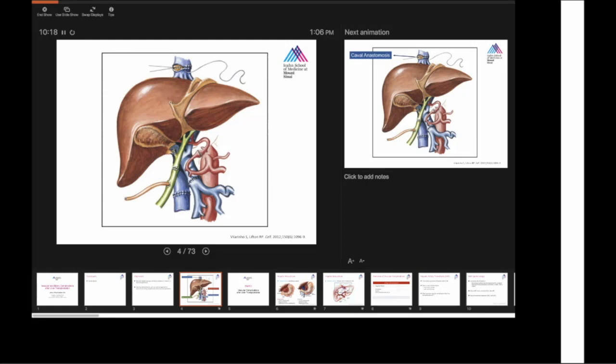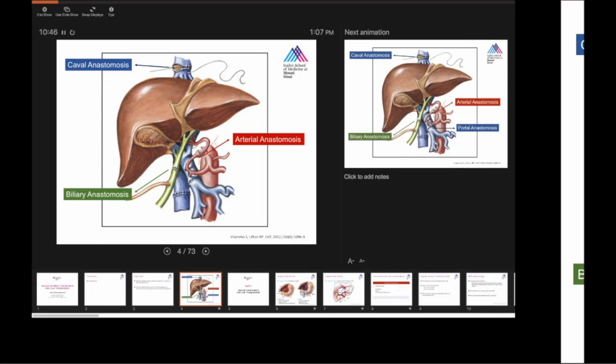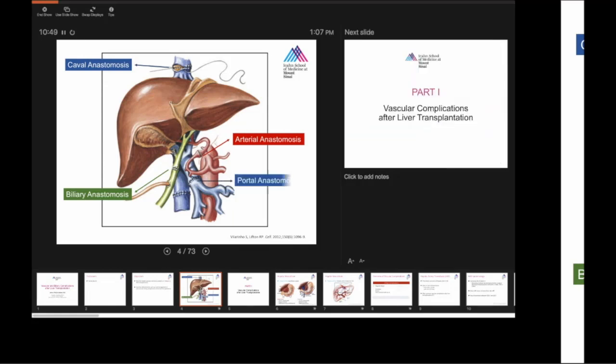I think it's important to start with what exactly happens during a transplant. If we're discussing biliary and vascular complications, we have to know what connections are happening when a donor organ goes into a recipient. First, you have the anastomosis, the connection between the vena cava. Second, we have the biliary anastomosis. Then we have the arterial anastomosis, the hepatic artery, and finally you have the portal anastomosis.